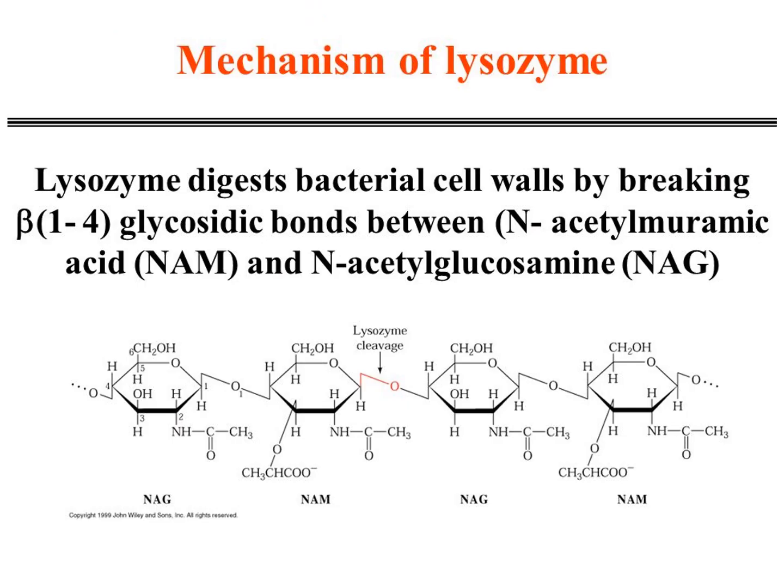Now, the mechanism of lysozyme. Lysozyme digests the bacterial cell wall by breaking the beta-1,4 glycosidic bonds between N-acetylmuramic acid and N-acetylglucosamine. So here is the lysozyme. It breaks down the bond between NAM and NAG.